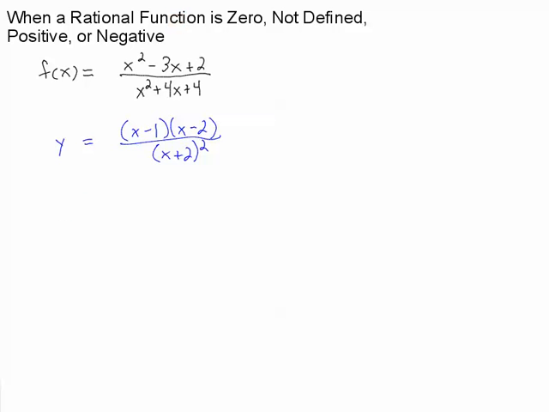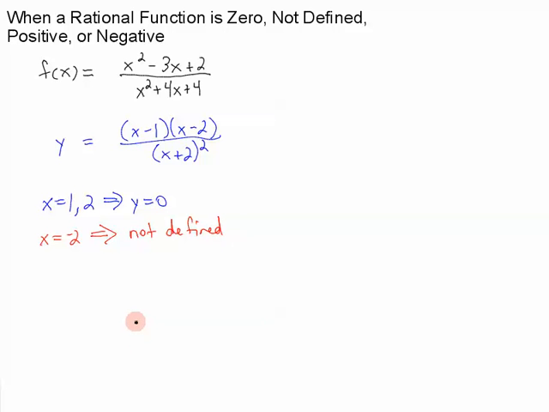For a fraction to be 0, the numerator has to be 0. The x values that make the numerator 0 are x equals 1 and 2. So if x equals 1 or 2, then the y value is 0, because y would be 0 on top divided by a number. When is it undefined? Well, it's undefined when the denominator is 0. So negative 2 for x would make the denominator 0. So if x is negative 2, y is a number divided by 0, which is not defined or undefined.